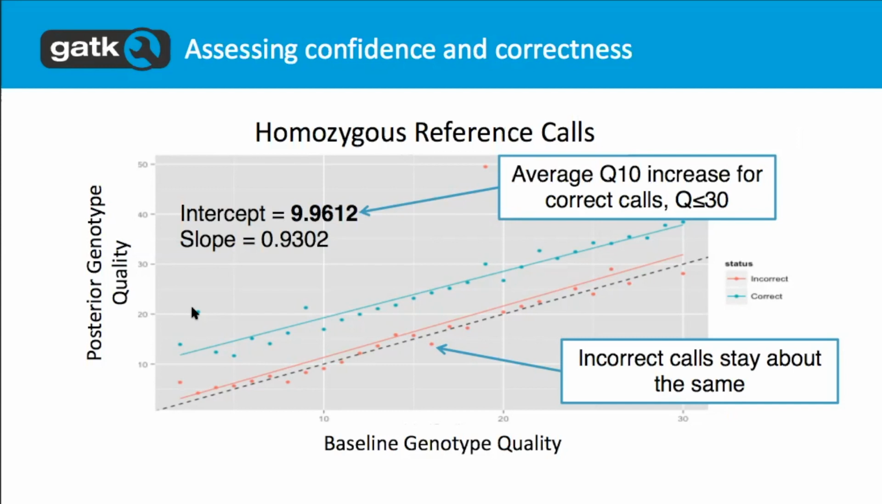And the nice thing with that is that some of these calls would not have been usable in downstream analysis, but now that we increase our confidence and we're more sure that this is usable, we're able to rescue some of these genotype assignments. Does that make sense? Okay, all right.